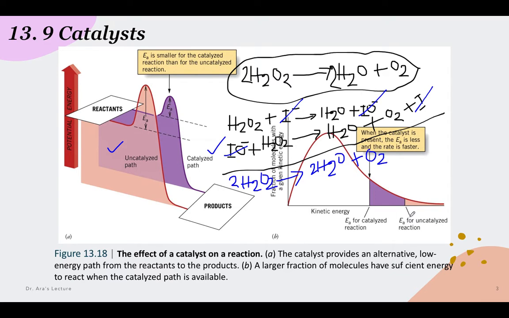If we look into this kinetic energy graph, we can see here that this is the kinetic energy x-axis, this is the catalyzed reaction, and this is the uncatalyzed.